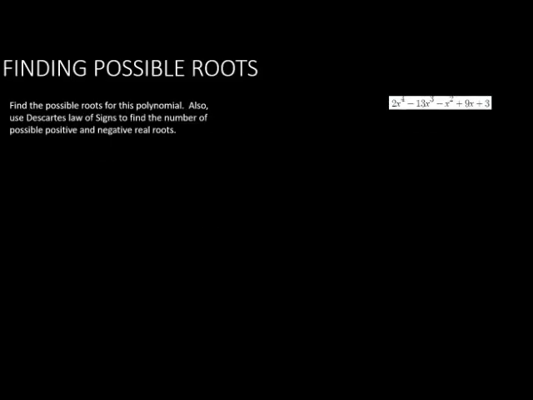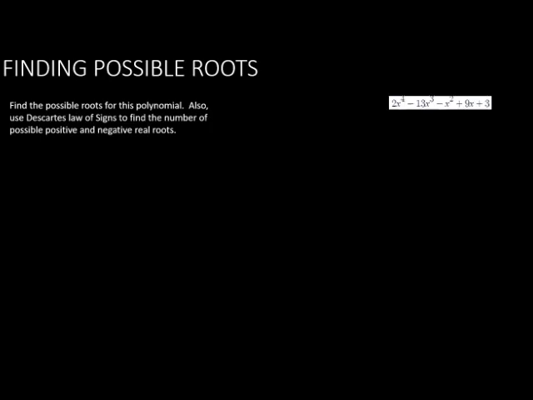In this set of videos, we will solve a higher degree polynomial. We're going to begin with this new polynomial, which is fourth power, 2x to the fourth minus 13x to the third minus x squared plus 9x plus 3. We're going to first find all of the possible roots for this polynomial, and then we'll use Descartes' law of signs to find the possible positive and negative real root numbers.